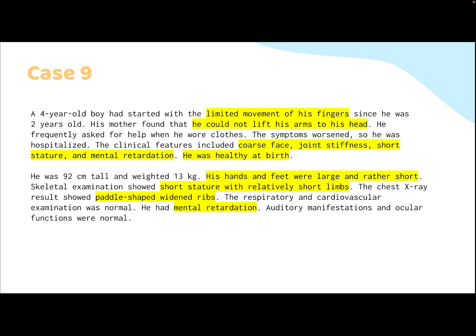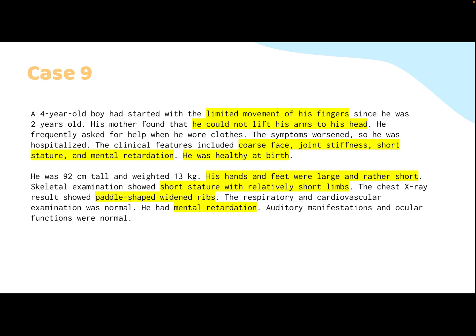At birth قلت لك الأم كان طبيعي، فجأة بدت الأعراض تطلع عليه. فهذا يرجعنا لبداية الجزء الأول في المحاضرة، إنه قلنا بعض الأمراض at birth they are looking fine ويحتاجوا وقت to show up the disease features. واحدة منها هذه الأمراض اللي نتكلم عنها. His hand and feet were large, okay, and rather short. حجمها كبير لكنها قصيرة. Skeletal examination showed short stature with relatively short limbs.